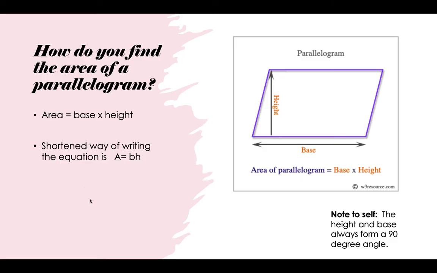So now, how do you find the area of a parallelogram? Well, we just learned that we find the area by multiplying base times height. Base is the bottom number. Height is this vertical line that starts at the top, touches your base, and creates a 90-degree angle, this little L shape right here.